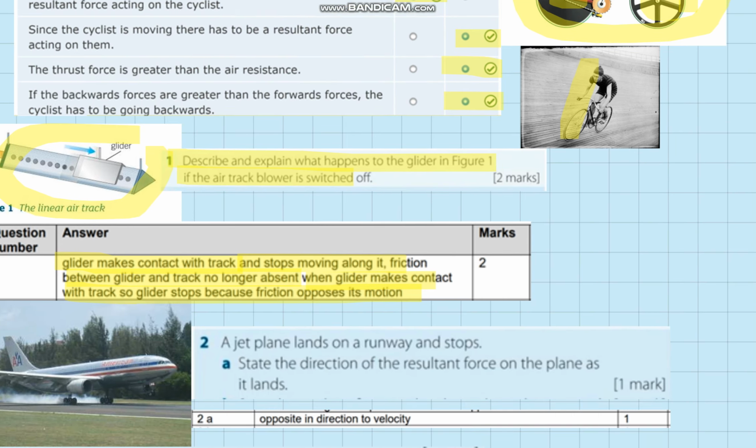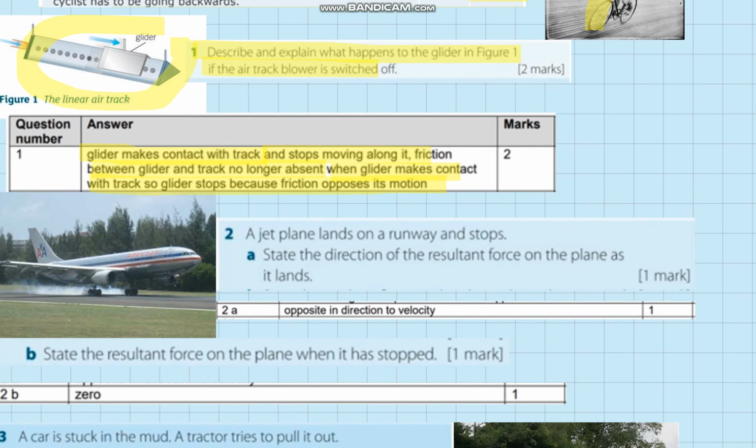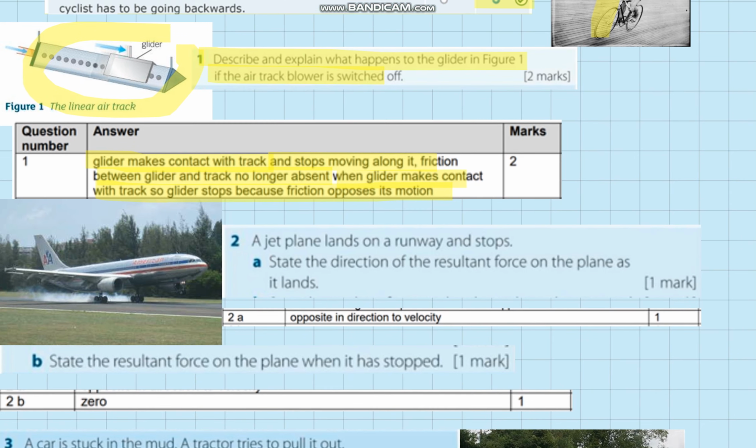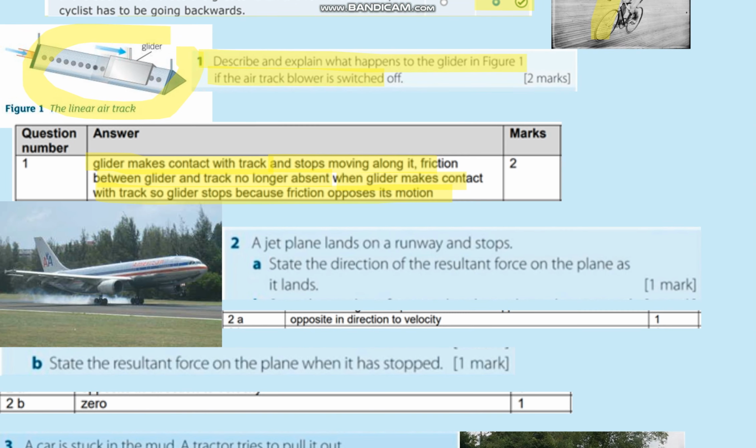So moving on to question 2. A jet plane lands on a runway and stops. State the direction of the resultant force on the plane as it lands. And you can see the answer here is opposite in direction to velocity. So the aeroplane is going in this direction.